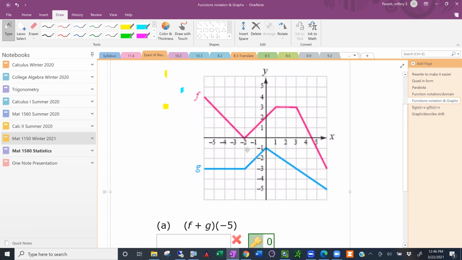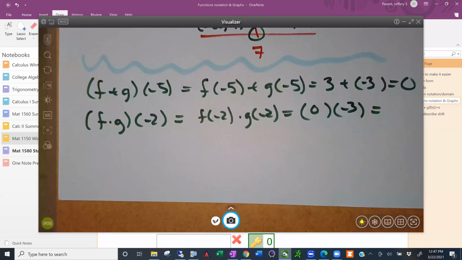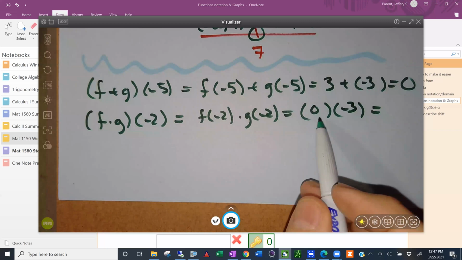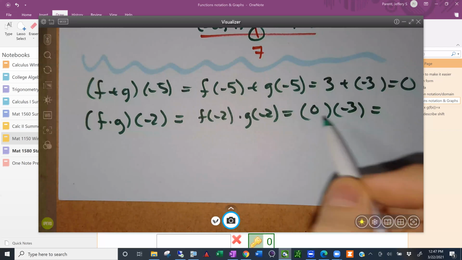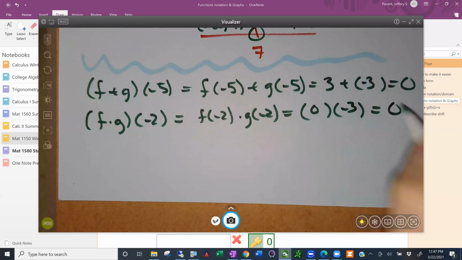How about g of -2? What's g of -2 going to equal? -3. Perfect. But did it really matter what g of -2 was? Not really, because you're multiplying. It'd be 0 times -3 is still 0.